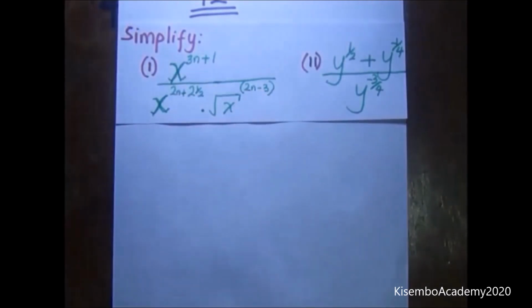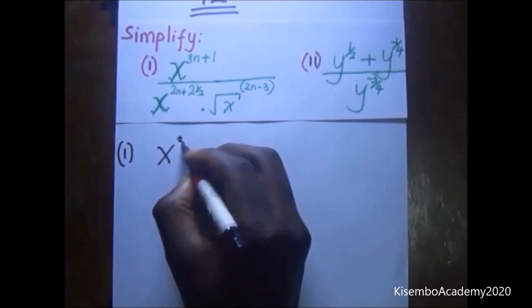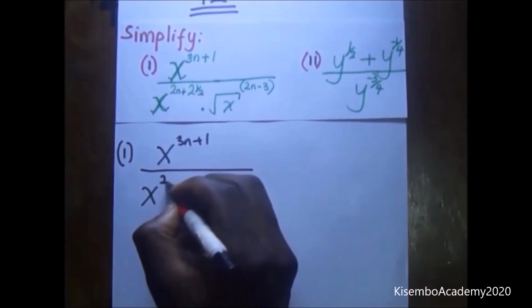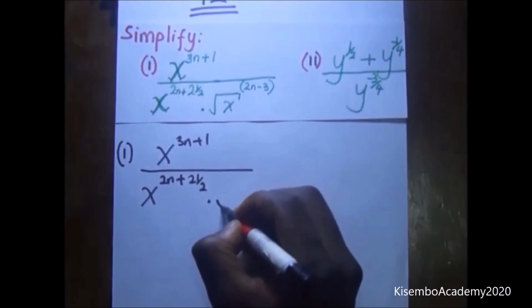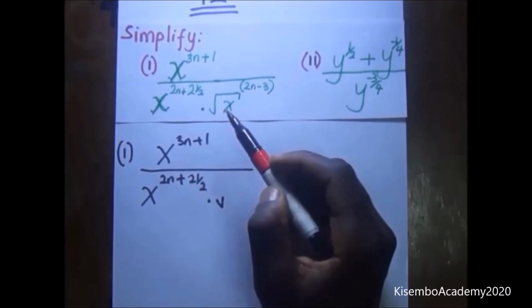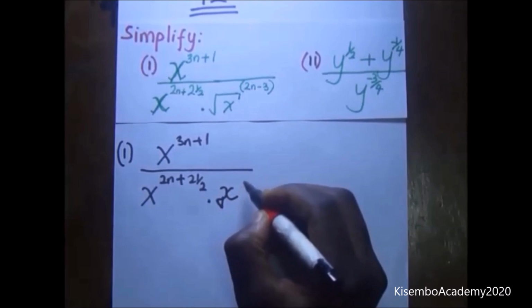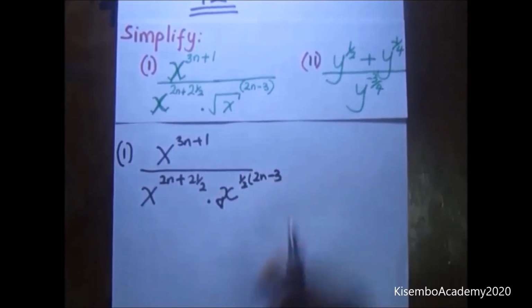Roman 1, they're asking us to simplify that number to the simplest terms as possible. So we shall begin. Our Roman 1 is going to be x to the power 3n plus 1 over x to the power 2n plus 2.5. Multiply that by, now the square root of x is the same as saying x to the power half. So this is the same as saying x to the power a half times 2n minus 3.